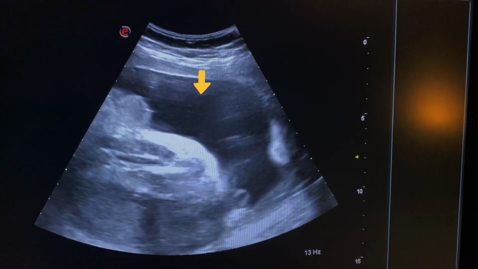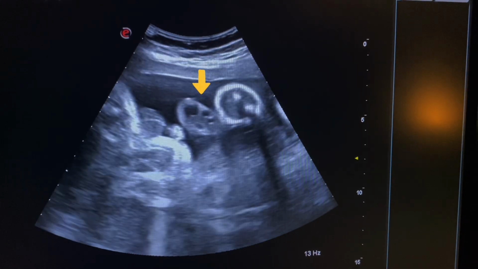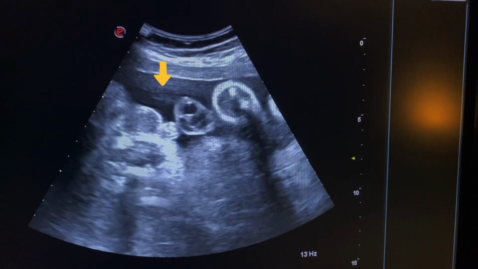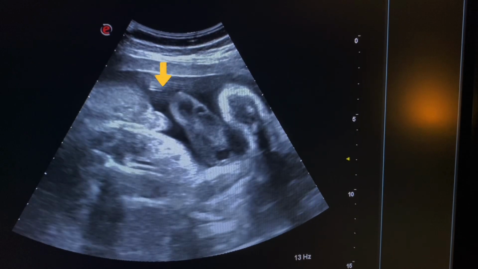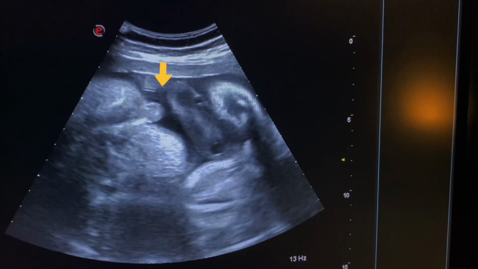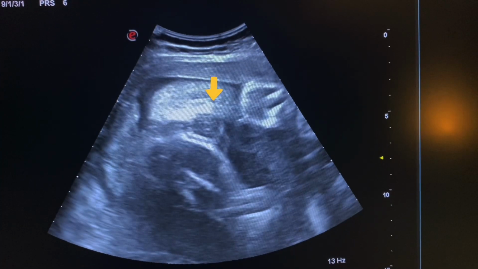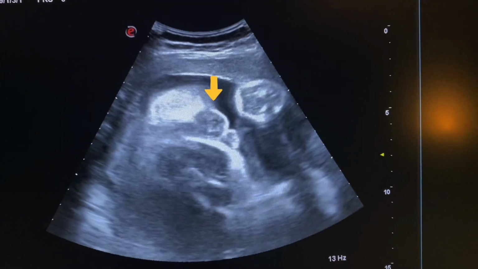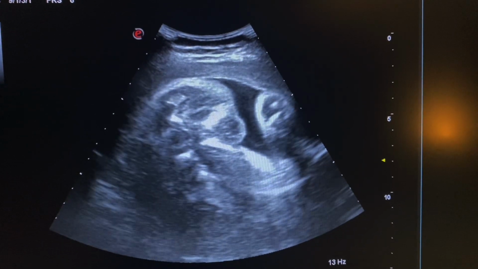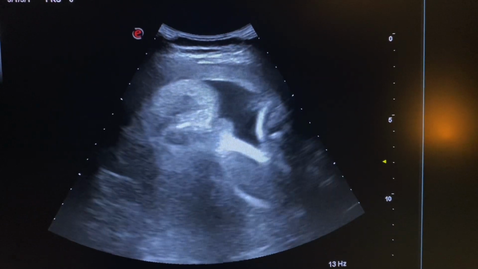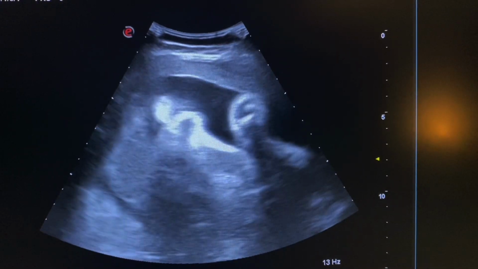Here we see the liquor or fluid around the fetus. Now slightly sliding the probe, we see clearly the male gender. Behind the scrotum, we see the anus.